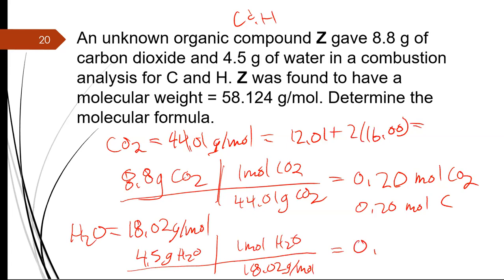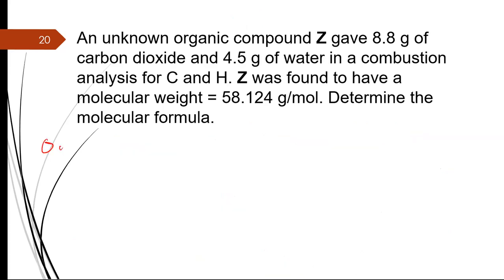So that's giving me 0.25 moles of H2O. Now remember, there's 2 hydrogens for every mole of H2O, so that's really 0.5 of hydrogen. All right. So now I'm going to clean this up a little bit. We have 0.20 moles of carbon. We have 0.50 moles of hydrogen. And so we're going to start to divide by our lowest ratio, 0.20 moles carbon.